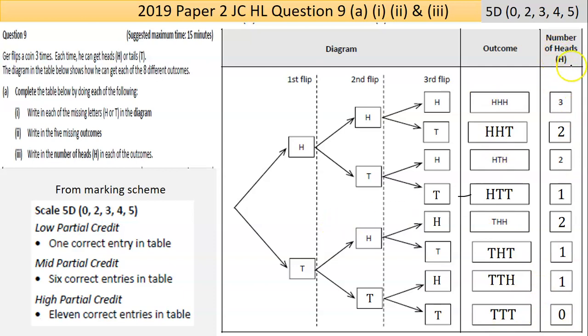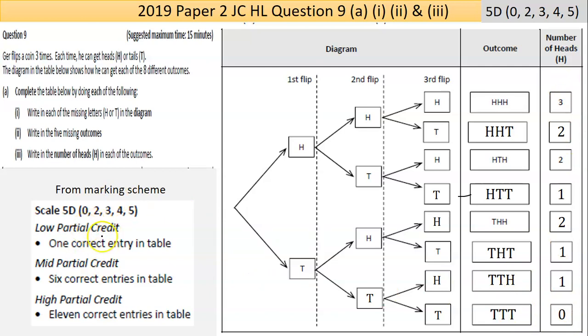Although there's another layer to be filled in. So the number of heads in each outcome. In the first one there you can see there's 3 heads. Here there's 2. Head, tail, head is 2. And here head is only 1, and 2, and 1, 1, and none. Okay. So the table is filled in.